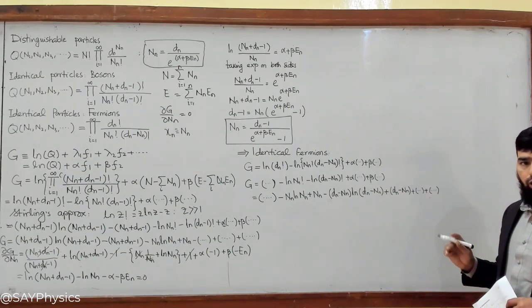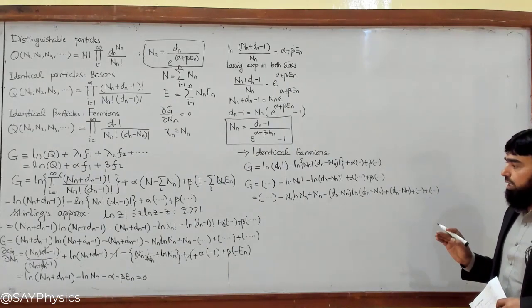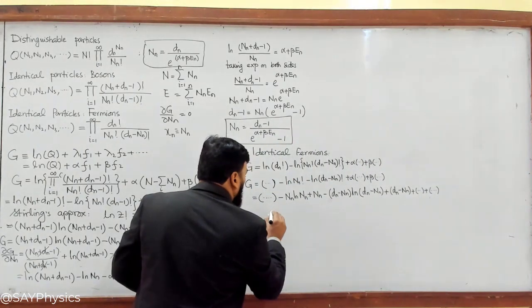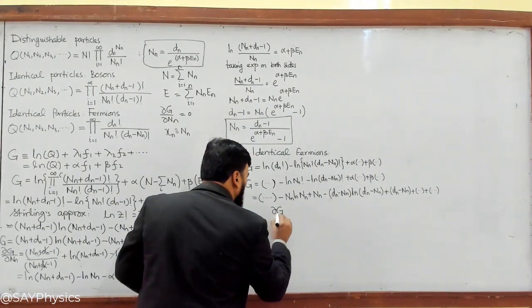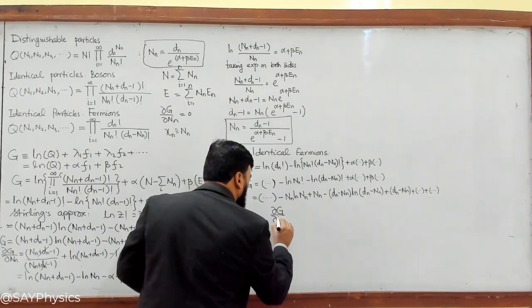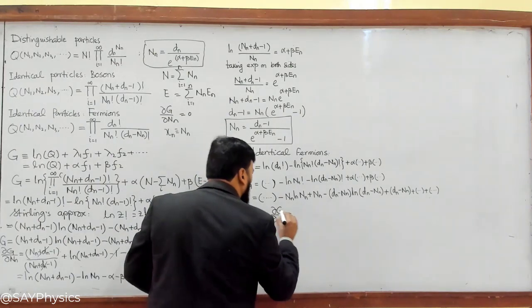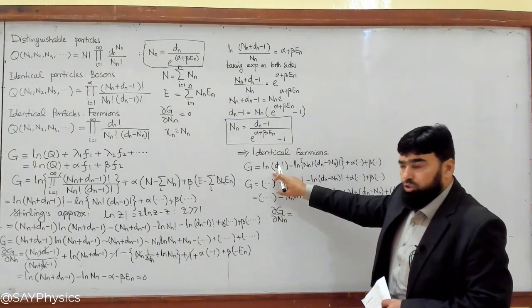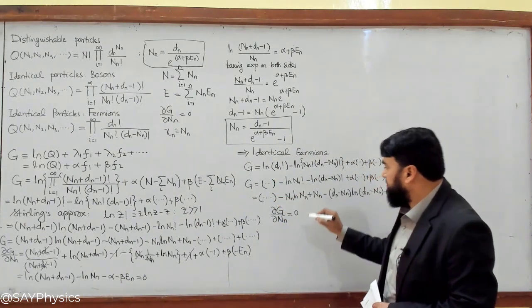So this is our equation now, and now we will apply the curly G over curly Nn on this one, and this is equal to 0. So what about the first term? The first term is constant, so it goes to 0.